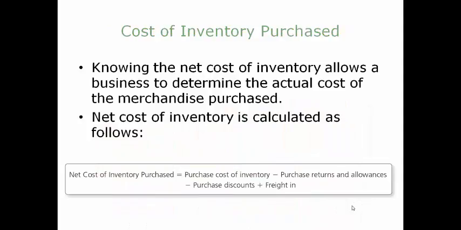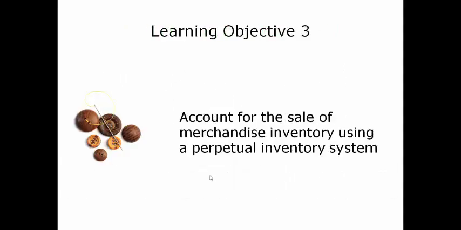Now, how do we deal with cost of inventory and purchases? We look at what's our net cost of purchase. Purchase cost of inventory, less returns and allowances, less purchase discounts, plus freight in. So we're looking at what was the value of what we bought, less purchase returns and allowances, less purchase discounts, plus freight in, to come up with our net cost in inventory.